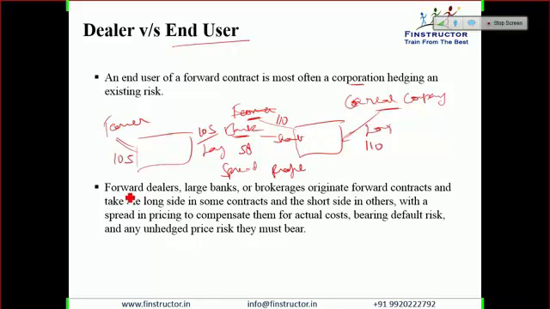So forward dealers, large banks or brokerages originate forward contracts and take the long side in some contracts and the short side in others, with a spread in the pricing to compensate them for actual costs. That is, there will always be this difference between the long and the short position. So they're long at a lower price and short at a higher price so that they can make some profit or some spread in the middle.